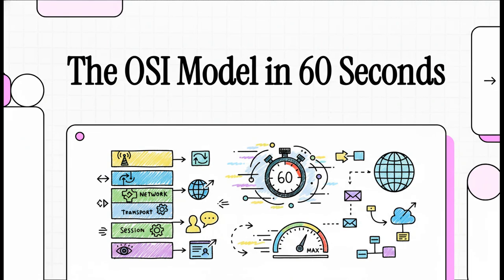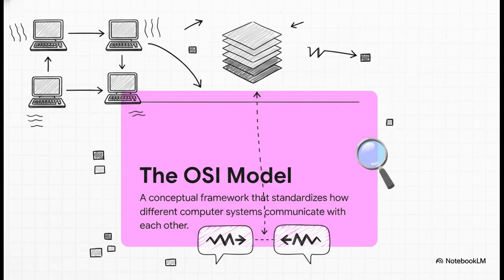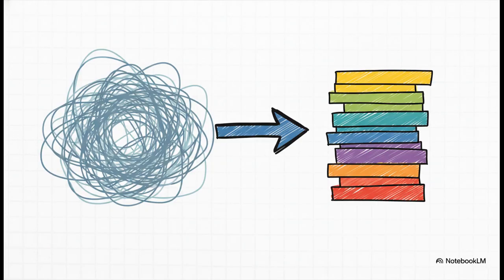Today on The Explainer, the OSI model, and we're going to do it in record time. Ever wonder how your computer actually talks to a website? Well, your data goes on a 7-step journey. So what is it? Think of the OSI model as the universal translator for network communication. Let's follow your data as it travels down these 7 layers, getting prepped for its big journey.